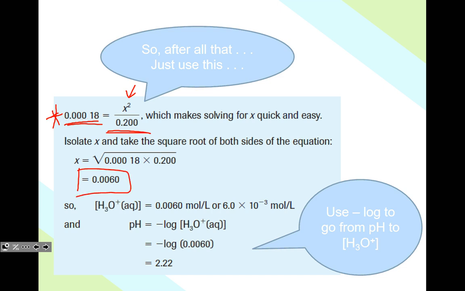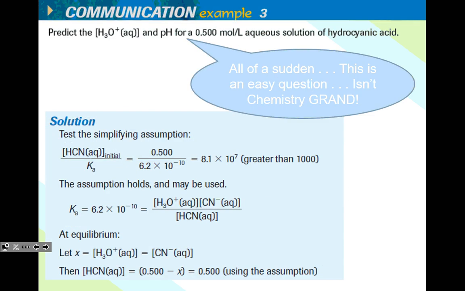So the hydronium ion concentration is equal to 6.0 times 10 to the negative 3 moles per liter. Now, in order to find the pH of that, remember it's your negative log. The negative log of the hydronium ion concentration, use your calculator for that, and you get a pH of 2.22. All right, good times, right?